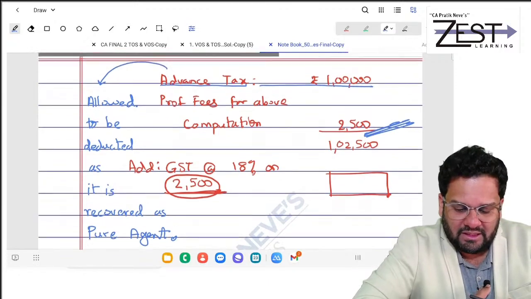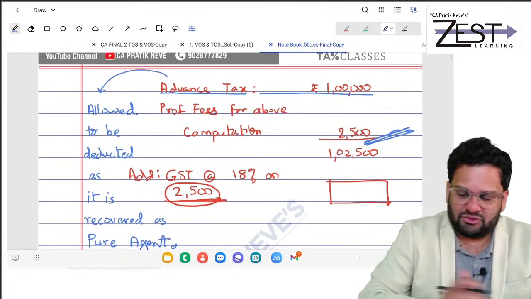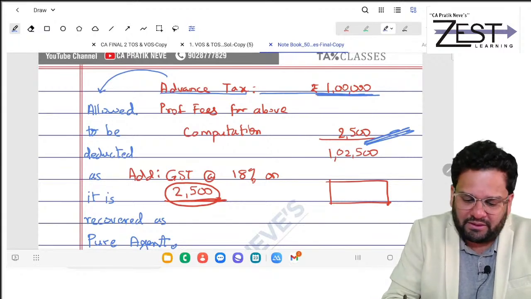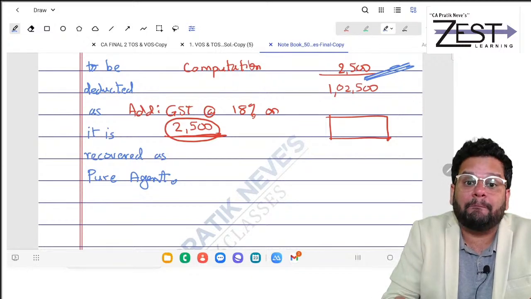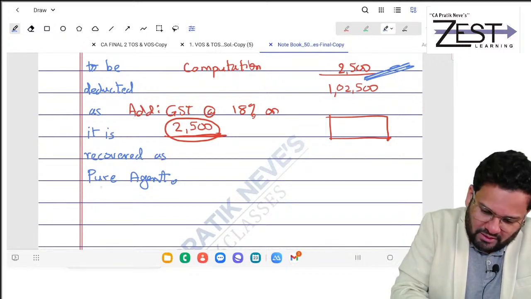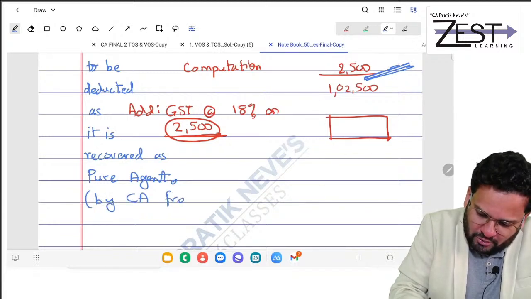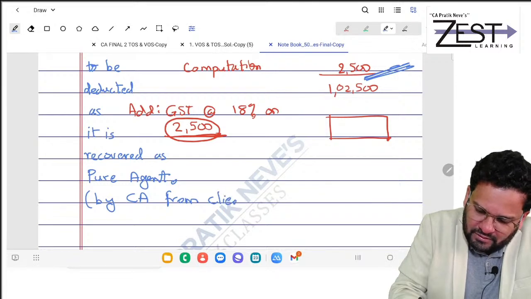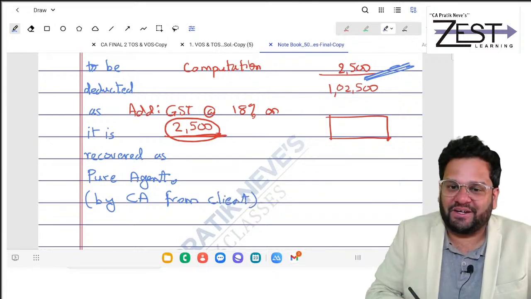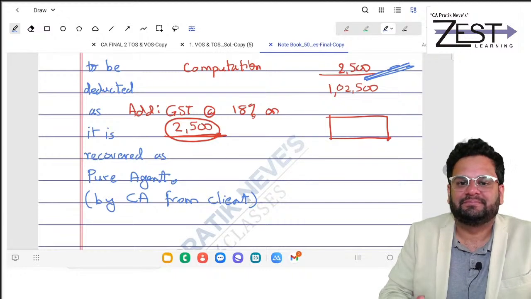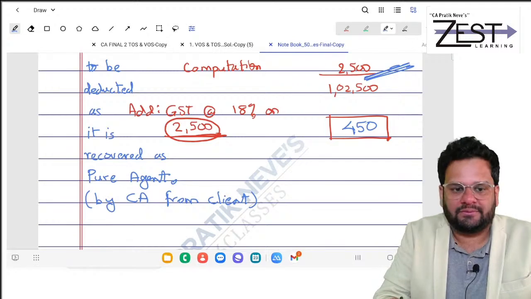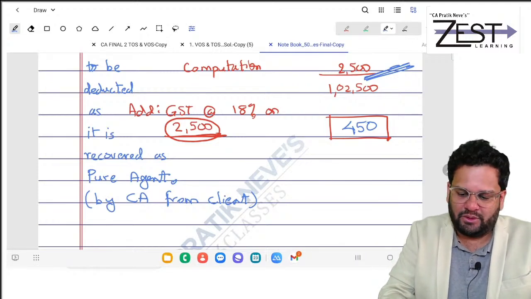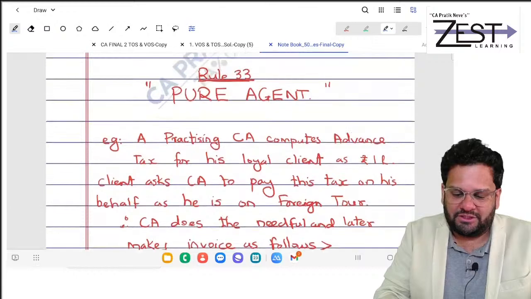So finally, this advance tax amount in my example is allowed to be deducted as it is recovered as pure agent by whom? By CA. From whom? From client. Did you understand my point? All of you? 100%? So the amount of GST will be 450. 100%? Did you get it? Ashima ji?